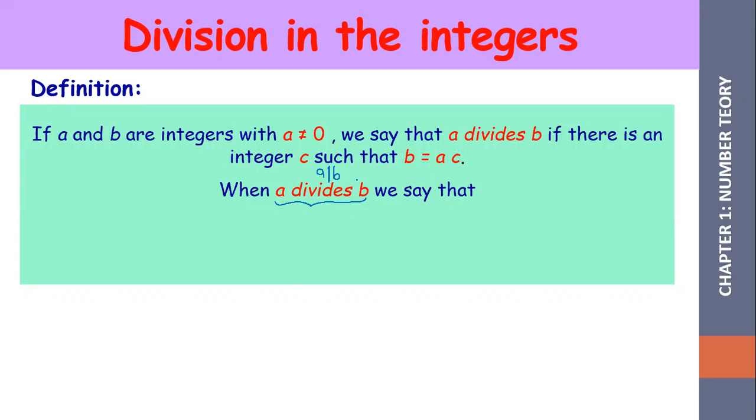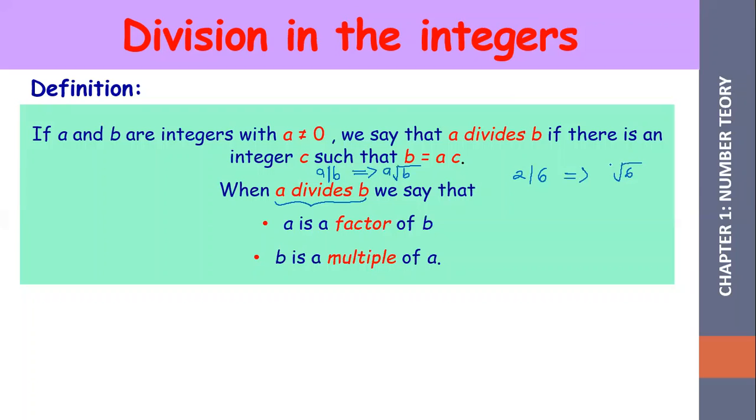Ataupun dalam division, dia adalah actually B divided by A lah. Dia bukan square root, divide. So we can say that A is a factor of B, for sure, and also B is a multiple of A. For example, 2 divides 6. Betul kan? 6 divided by 2 is 3, right?